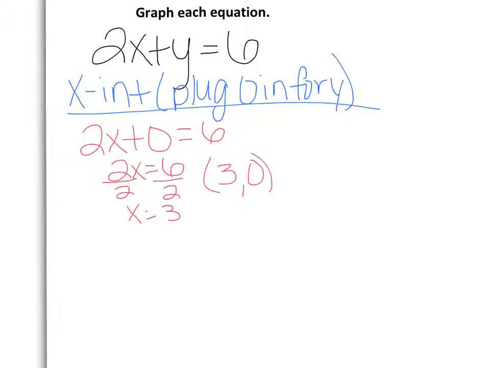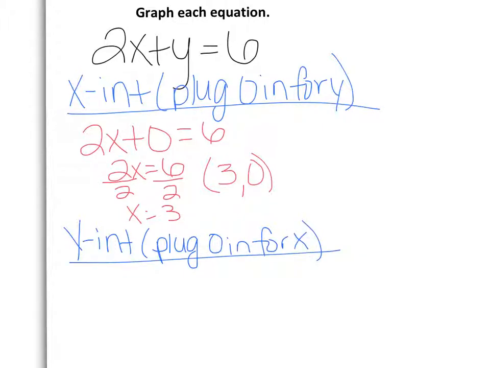Very good. Okay, well I have 1 point. Now I just have to find my next one. I want to find my y-intercept. And this time we're going to plug 0 in for x. Is this still the same problem? Same problem.